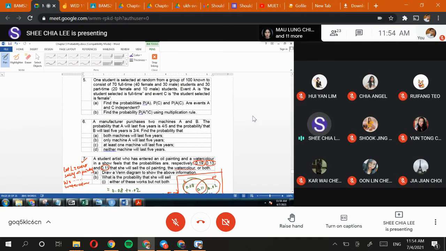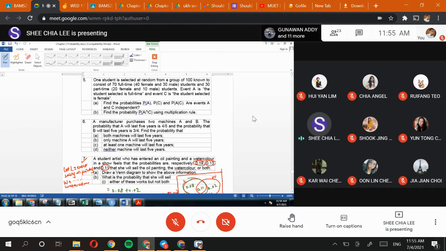And the probability that B will last 5 years is 3 over 4. Find the probability that, okay, A, B, C, D. So you look at this question, it is like, okay, I have two machines. I purchased two machines. So probability A will last 5 years is 4 over 5, meaning the chance that A can be used for 5 years is 4 over 5. And the chance that B can be used for 5 years is 3 over 4.